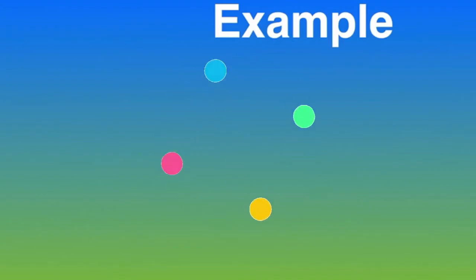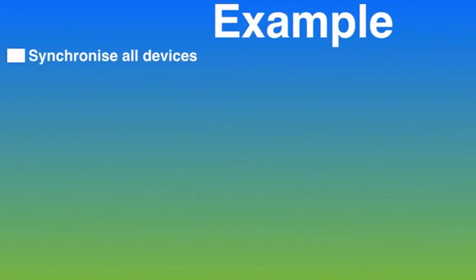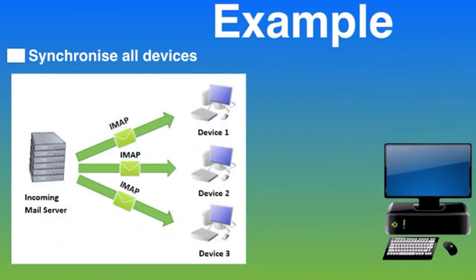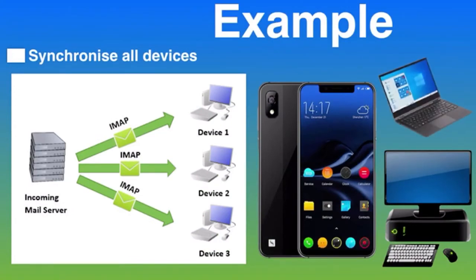Let's elaborate on the example. The IMAP protocol synchronizes all the devices with the main server. Let's suppose we have three devices: desktop, mobile, and laptop. If all these devices are accessing the same mailbox, then it will be synchronized with all the devices. Here, synchronization means that when mail is opened by one device, it will be marked as opened in all the other devices. If we delete the mail, then the mail will also be deleted from all the other devices. So, we have synchronization between all the devices.